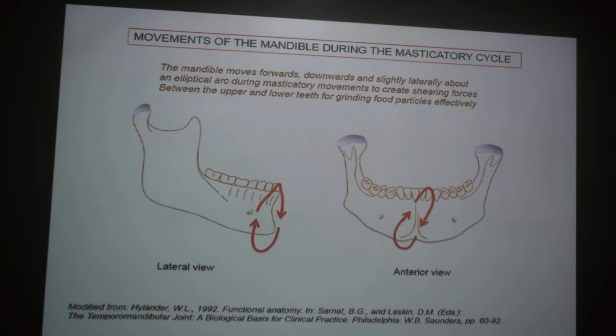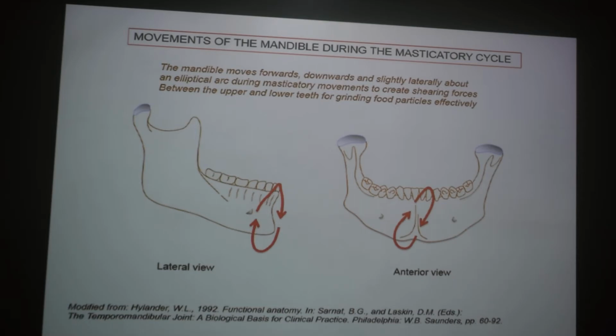They would work together. So for opening, both TMJs will work together to open the mouth. Similarly, closing, both TMJs are going to work together. Protraction, retraction, and side to side movement, they are all going to happen. So these are the movements at the TMJ. Elevation, depression, protraction, retraction, and side to side movement.